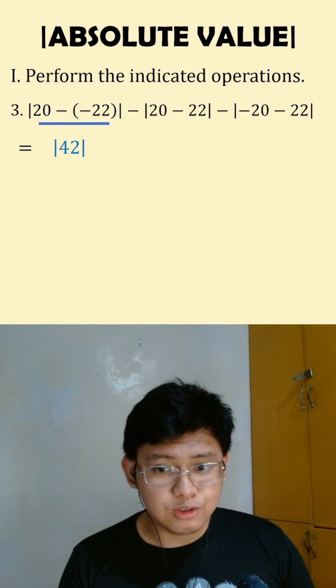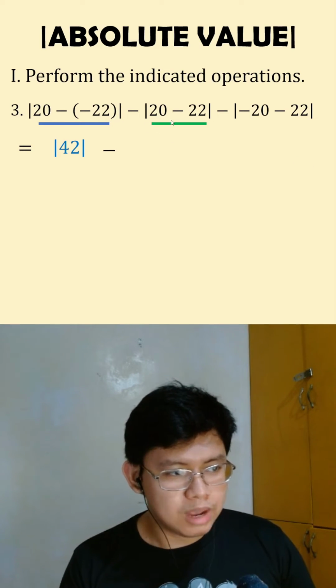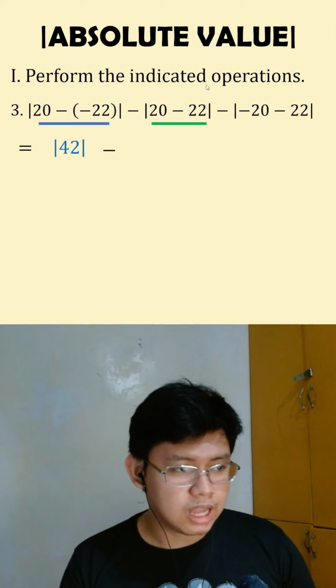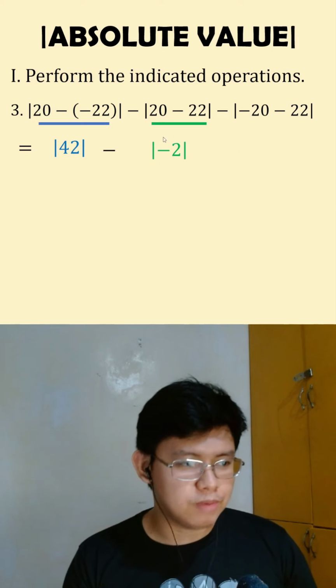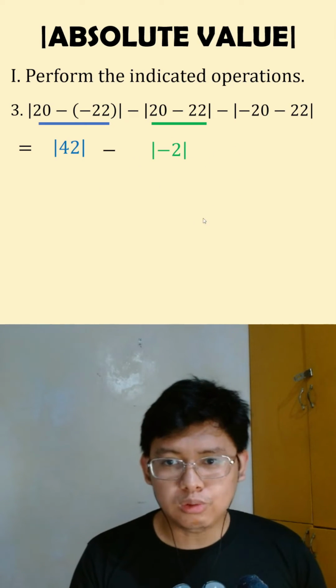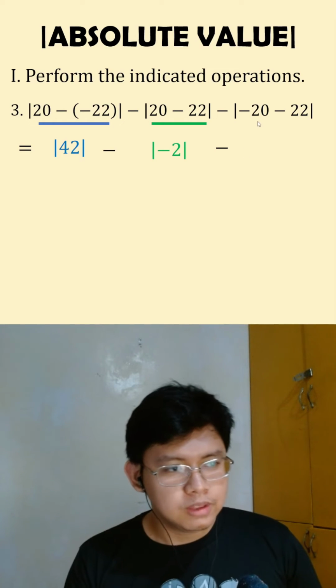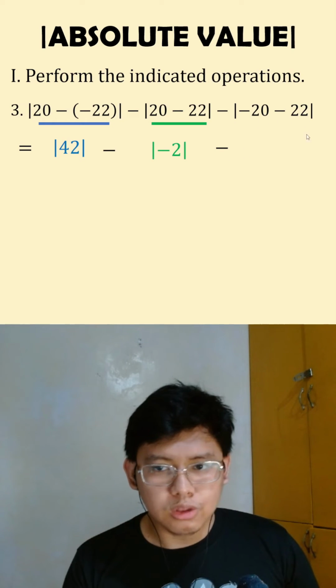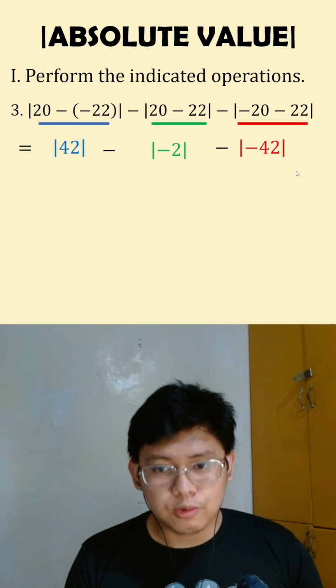So, apply natin yung keep, change, change. Minus, subtract natin si 20 and 22. That will give us negative 2. Ayan. So, absolute value of negative 2. Tapos, minus, kopyahin lang natin yung operation. Negative 20 minus 22, that will be equal to negative 42.